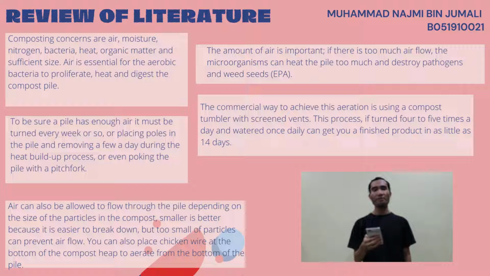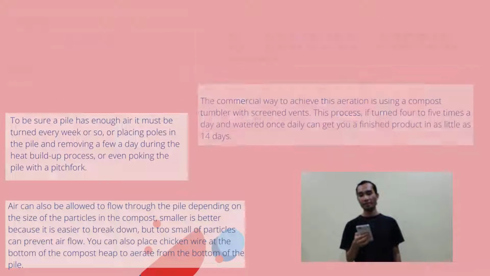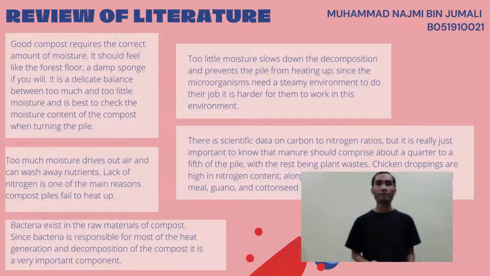Air can also be allowed to flow through the pile depending on the size of the particles in the compost. Smaller is better because it is easier to break down, but too small particles can prevent airflow. You can also place chicken wire at the bottom of the compost heap to help aerate the bottom of the pile.